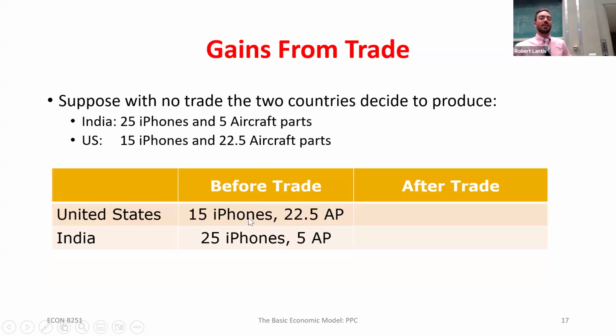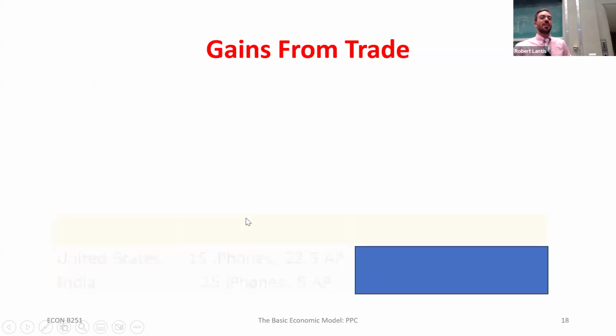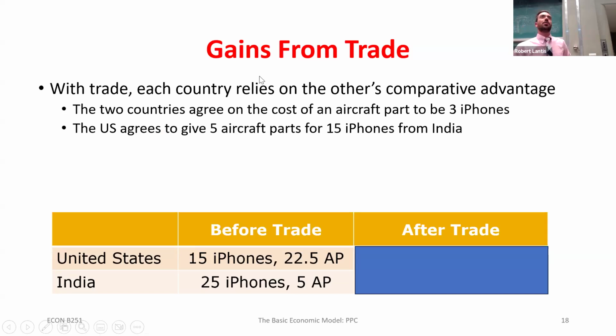to say something. Here's the original scenario where there was no trade. When we're trading, we're going to have both countries only producing one good, right? So we're going to rely on each country. Once we know that there's a terms of trade we both have agreed on, I'm only going to produce what I'm the best at producing. You're only going to produce what you're best at producing. So the US is producing only aircraft parts. That's what they have the lower cost in. Right? And India is only producing the iPhones.